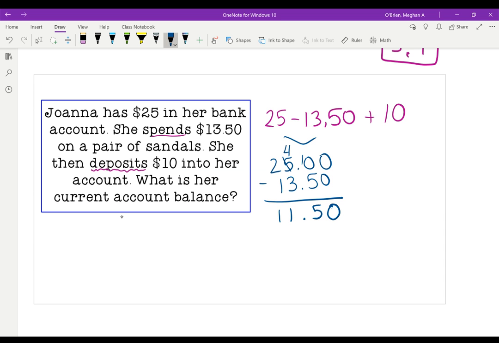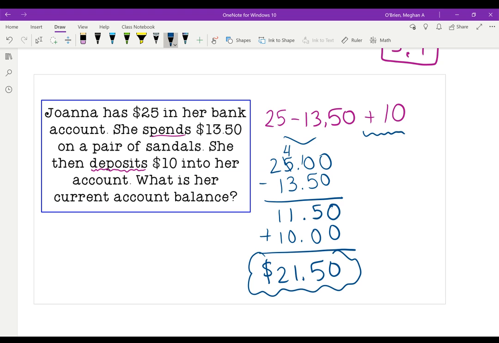And then now I'll just add the $10 because she's at positive. And I can kind of do this in my head. So she would be at $21.50 if we added 10, which is great. She's in the positive amount. She did not spend more than she had. So that's terrific.